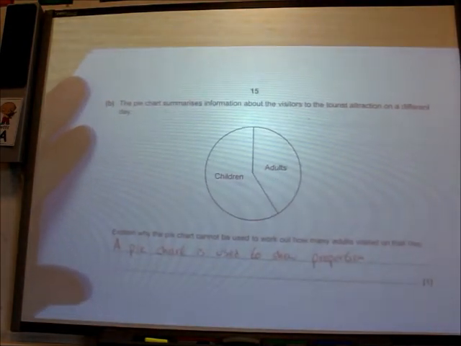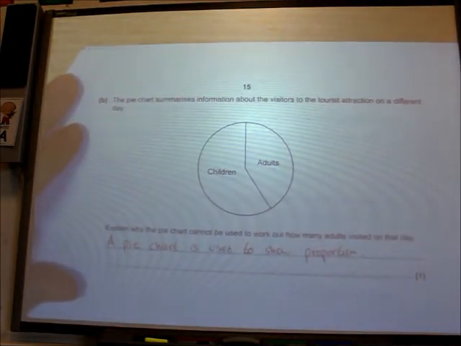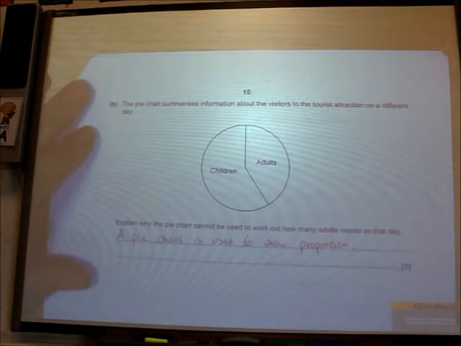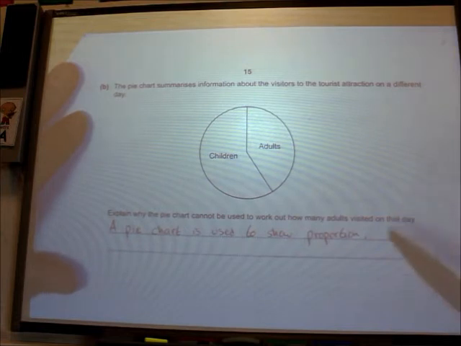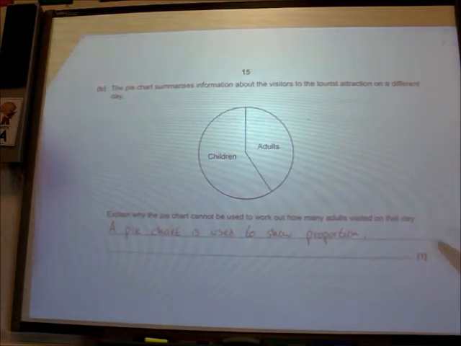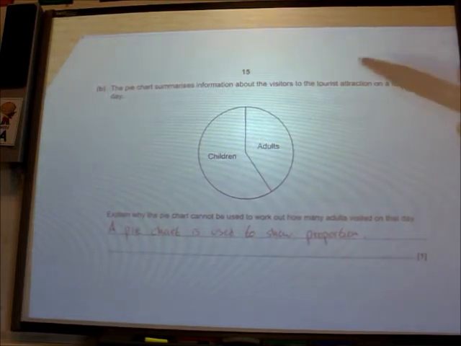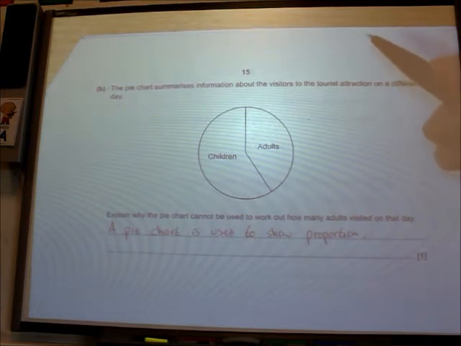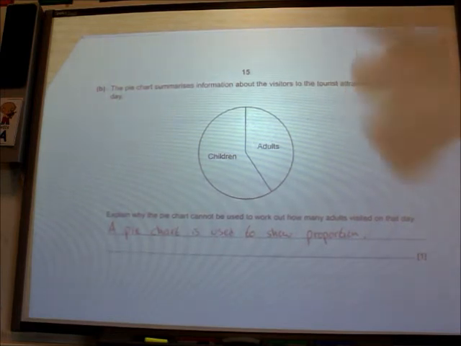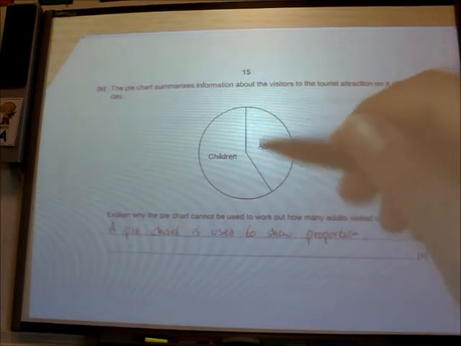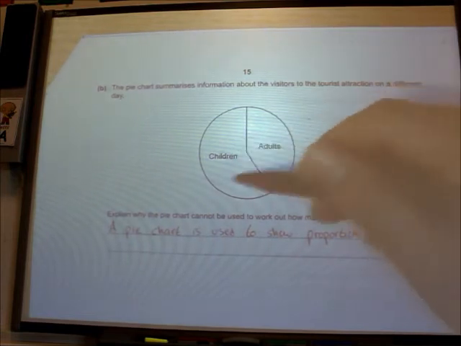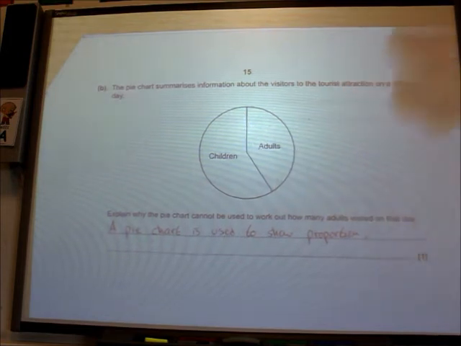The pie chart summarises information about the visitors to the tourist attraction on a different day. Explain why the pie chart cannot be used to work out how many adults visited on that day. First of all, you're not told how many people visited overall. For example, if 100 people went, probably about 40 adults, probably about 60 children. It's only roughly, but it's probably about that.